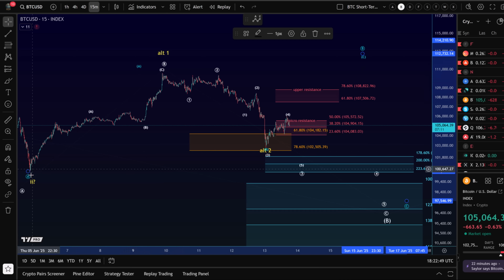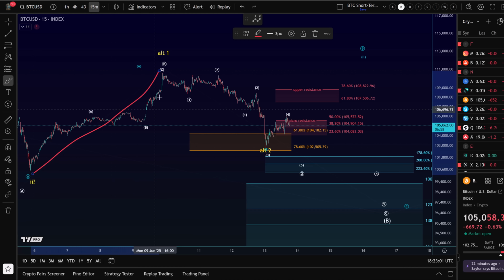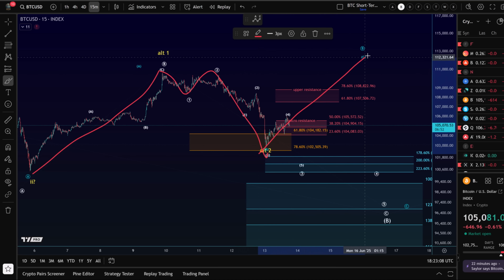That would be the blue count A, B, C. So we're just trying to find a way through the corrective mess that we're dealing with, right? What I'm tracking on many other crypto charts as well is this: 3 waves up in wave A, 3 waves down in wave B, and then a 5-wave move up in wave C could follow. That doesn't change anything. It would simply delay the C wave down time-wise.